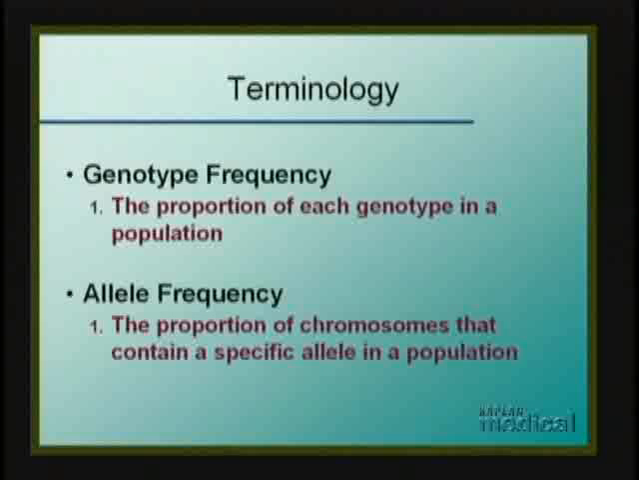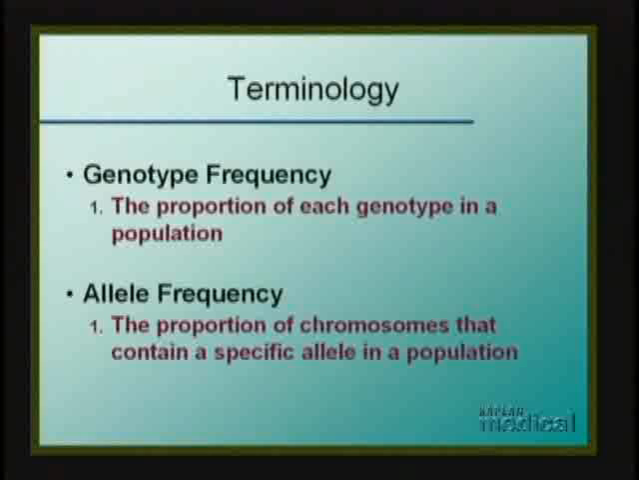Allele frequency refers to the proportion of chromosomes that contain a specific allele in a population. Another way of saying that is this: of all of the copies of a particular gene in the world, what fraction of those genes are represented by each possible allele? Again, for our example with sickle cell disease, we would be talking about two different possible alleles for the gene beta globin. We would talk about normal alleles for beta globin and sickle or mutant alleles for beta globin.